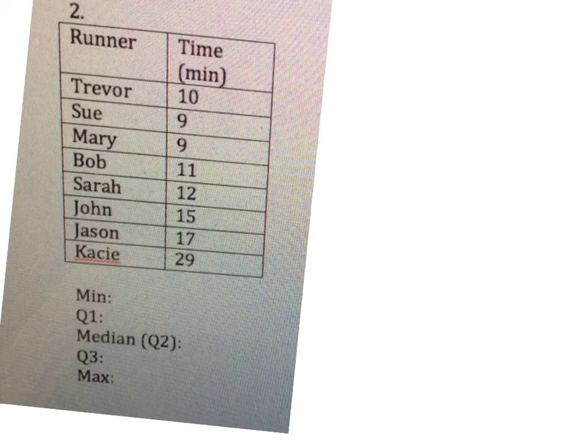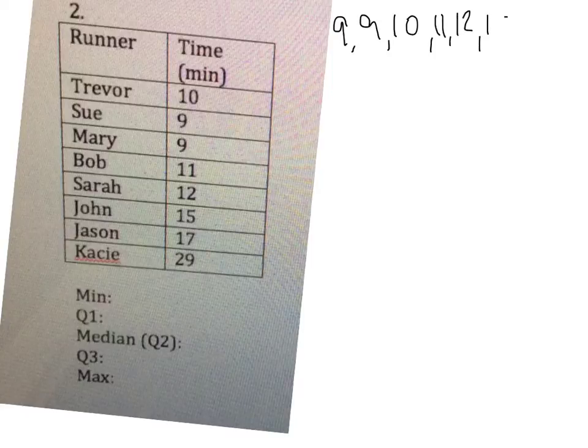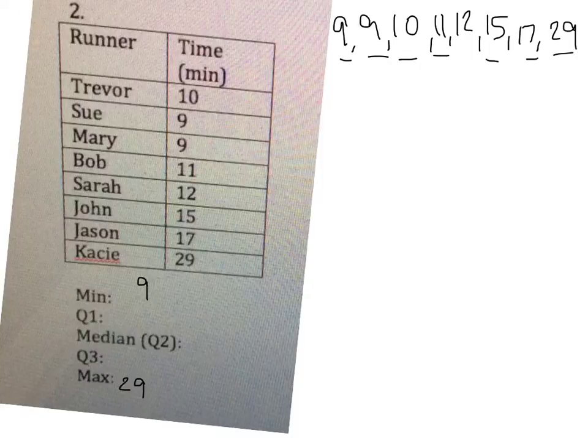Let's do one more. Here's a bunch of runners and their times in minutes. What you want to do first is put all the times in order. If you do that, you get 9, 9, 10, 11, 12, 15, 17, 29. My minimum, my smallest number, is 9. My biggest number is 29. My median is in between 11 and 12, so you do 11 plus 12 divided by 2, which is 11.5.